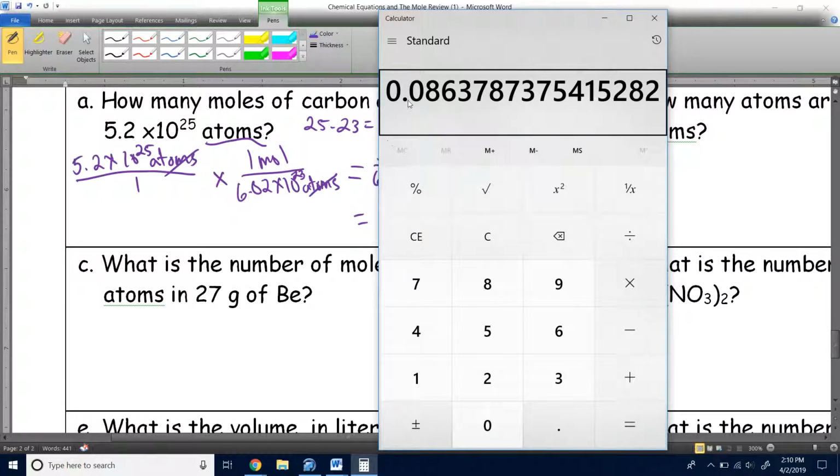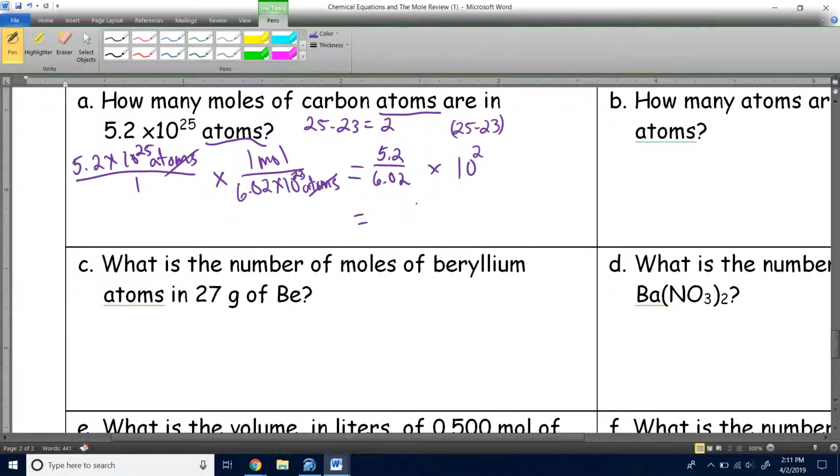We should get 0.086. So let's do that again just to make sure. 5.2 divided by 6.02. We get 0.8637. So I'm just going to round that to 0.86. Okay, so let's write that down. We get 0.86 times 10 to the second power.